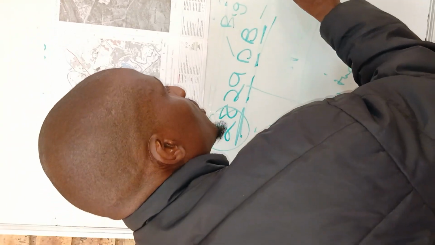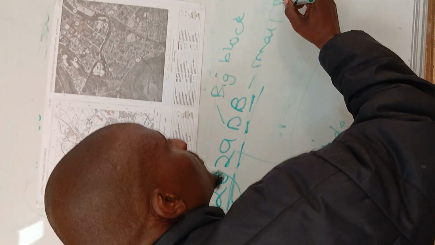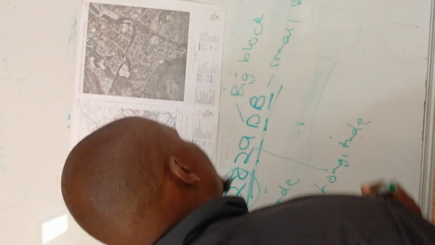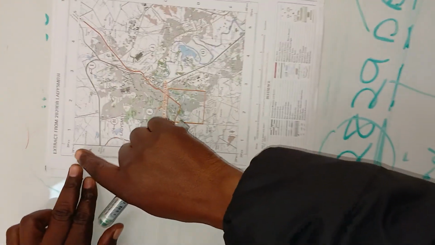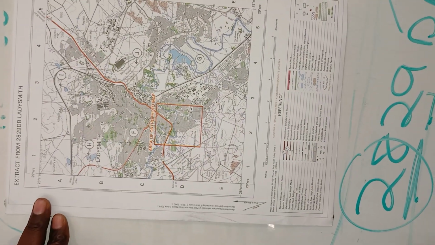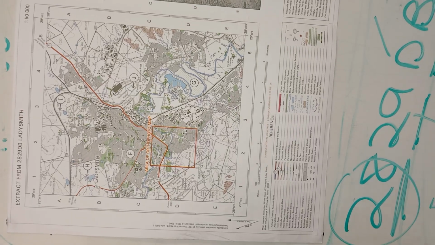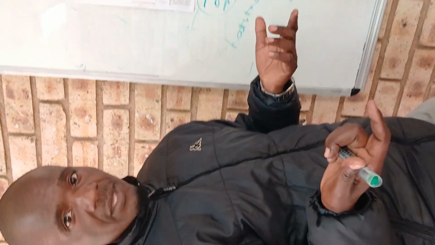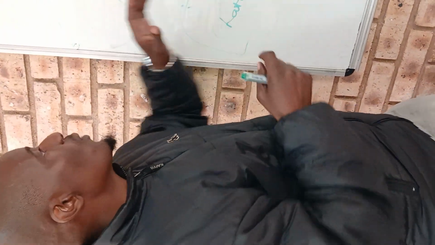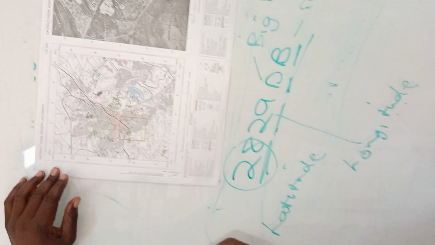E is the smaller block. Okay, smaller block. I'm going to explain what I mean by that. When you're looking at your map, remember each and every place that you have on Earth exists in two hemispheres. It's either north or south of the equator, or west or east of the Greenwich meridian. So when you look at your map, South Africa is in two hemispheres.